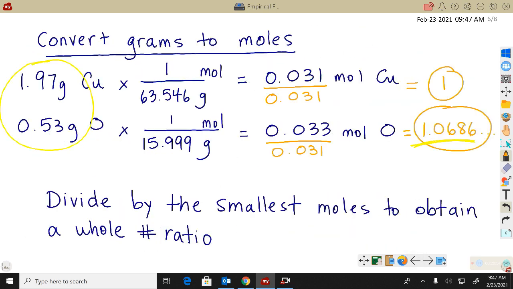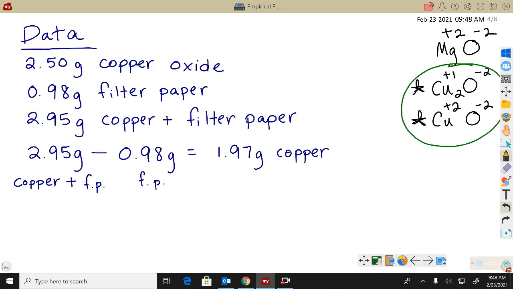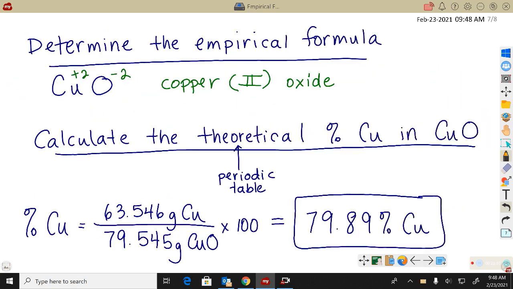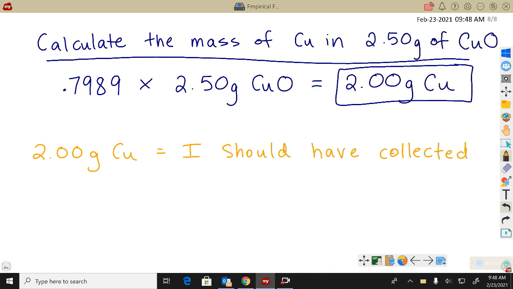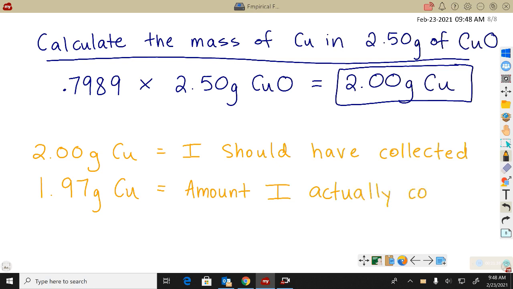Now if we go all the way back to my data, here's what I actually collected. I mean, it's really close. Okay, so here's the comparison. I'm going to say 1.97 grams of copper is the amount I actually collected.